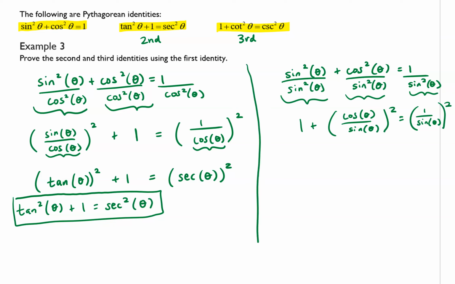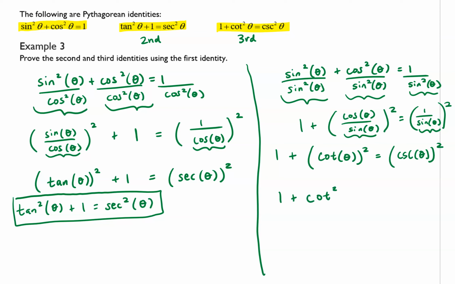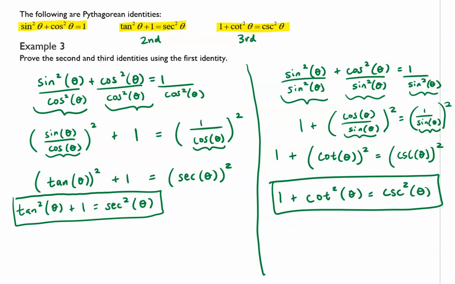I'm just going to draw a line to separate these two things. So that will give me 1 plus the thing inside the parentheses here, which we know is equivalent to cotangent of theta based off one of the reciprocal identities. And then this thing here, based off another reciprocal identity, is equal to cosecant of theta squared. And now I'm just going to rewrite it so that the exponent is next to the trig function portion. And there we have our third Pythagorean identity. So that is how you derive these.